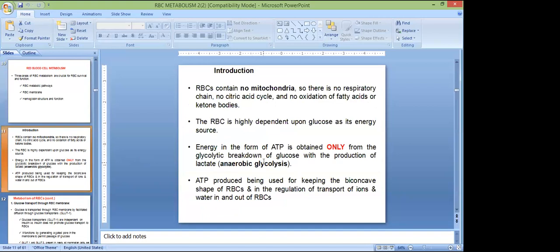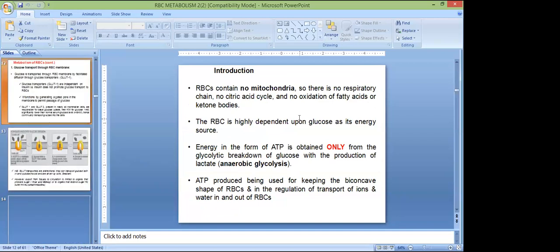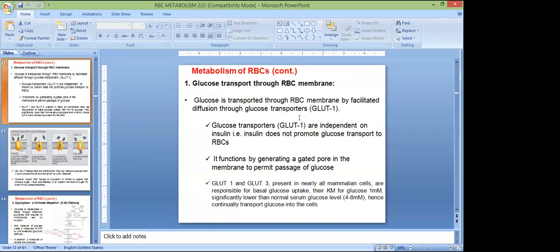Again, anaerobic glycolysis, I won't repeat, no mitochondria. If I've mentioned something, I won't be covering it again. So metabolism of RBCs, how does it happen? We've said it undergoes anaerobic glycolysis. But how does it get the glucose?